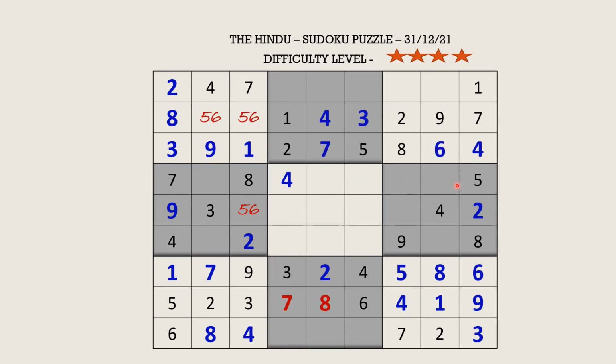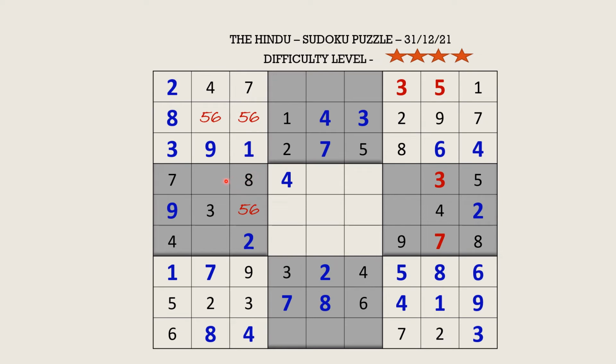Let's try to fill this block. There is a 7 here which blocks this row. There is a 7 here which blocks this cell. So this cell takes 7. Now in this row, there are only 2 missing numbers. The missing numbers are 3 and 5. There is a 5 here. So this takes 3 and this takes 5. Now in this entire block, there is only one number missing, which is 3. So this becomes 3.